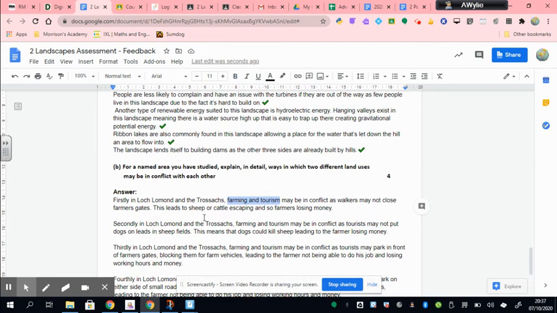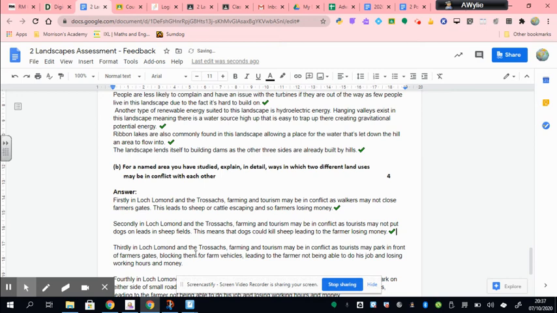So the first one is about gates being left open and sheep escaping. So great, that's a good conflict, a common conflict. What's the conflict? Well, the farmer loses money. We've also got dogs on the loose from walkers walking through their fields, killing sheep. Farmer loses money again. There we go, another conflict.